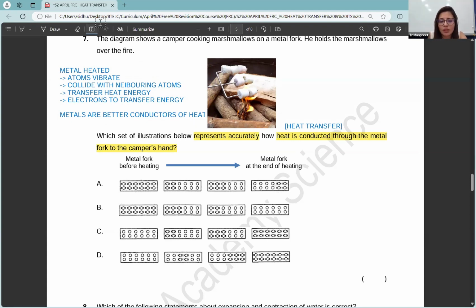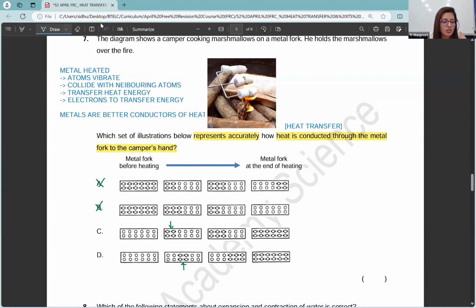So let's see. Here we have the metal fork that is being heated. Before it's heated, we don't expect it to be vibrating. But you can see the first 2 diagrams actually look like they are vibrating, right? They're moving. So let's eliminate A and B immediately. So we know before heating, okay, great. Then as it's heating, you are transferring heat. So now you compare between these 2 diagrams, between here and here.